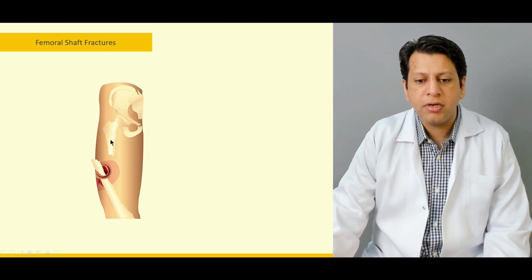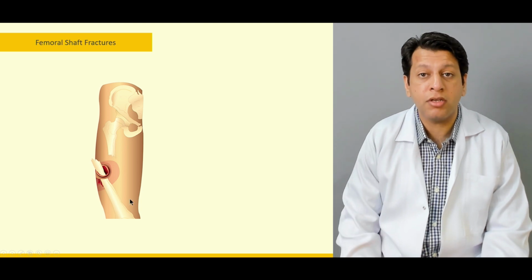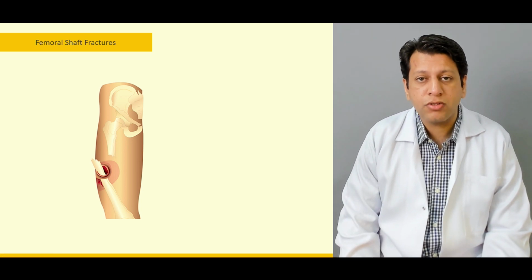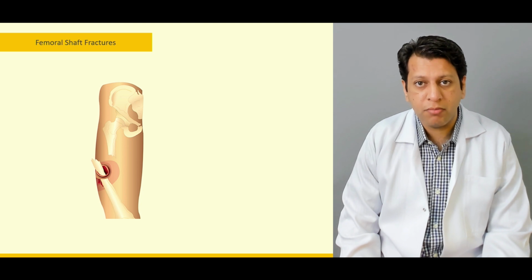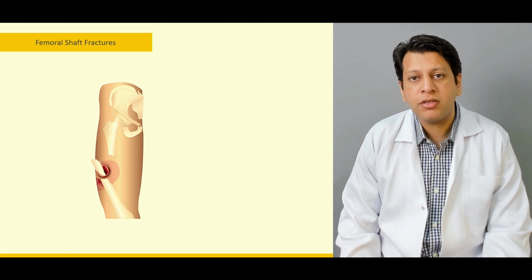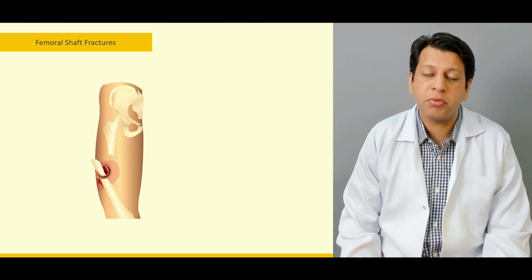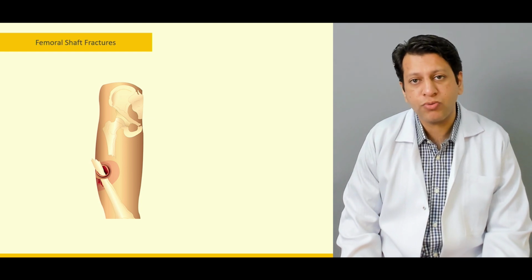Just 5 centimeters below the lesser trochanter, this is the area of the lesser trochanter, and then starts the shaft or the diaphyseal part of the femur, which is almost the longest part of the femur bone. And it may be classified into two forms of fractures. It could be an open fracture or it could be a closed fracture.